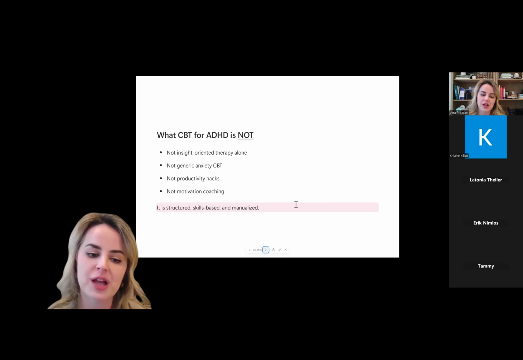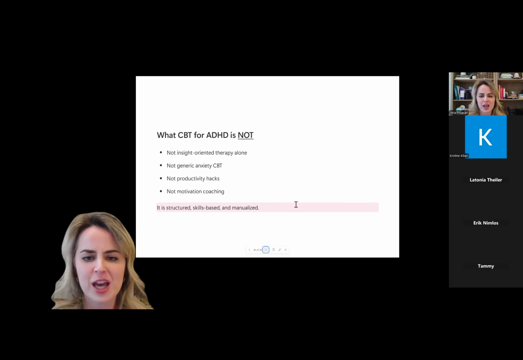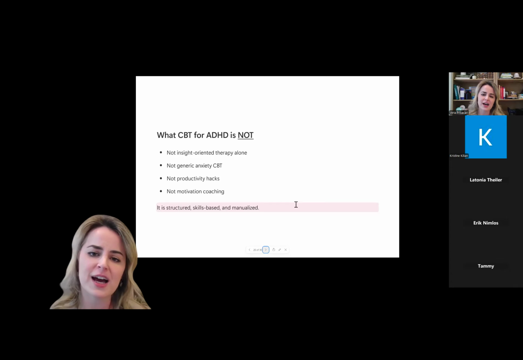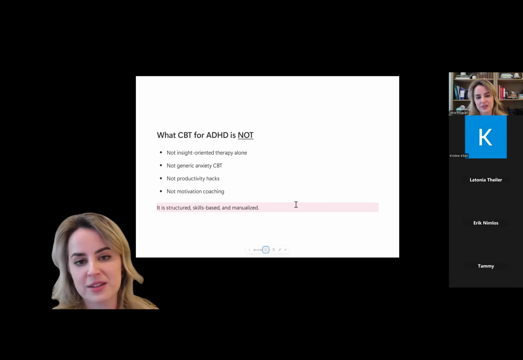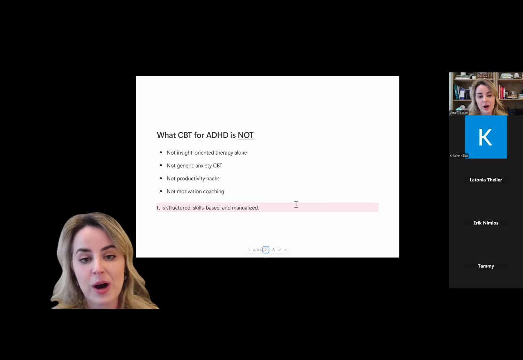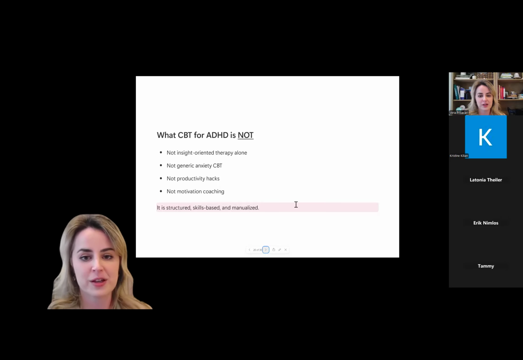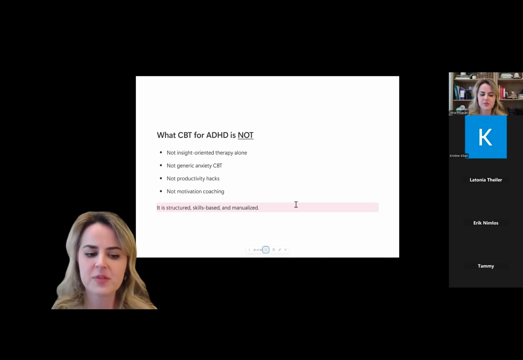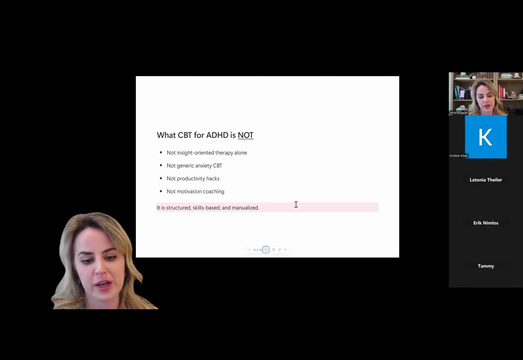Okay. This is also not motivation coaching. So if you're looking for somebody that's going to be there in your corner, just saying, you can do this, you got this, stay on task. This is not that. This is systems. You have to be internally motivated to make a change in your life for this to be effective. Okay. This is structured, skills-based, and manualized.